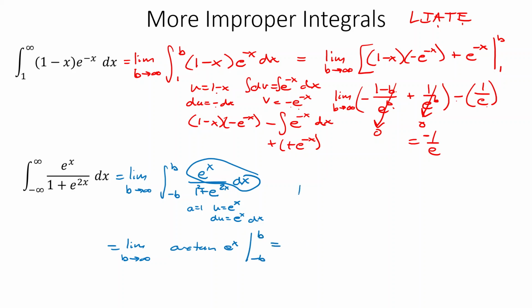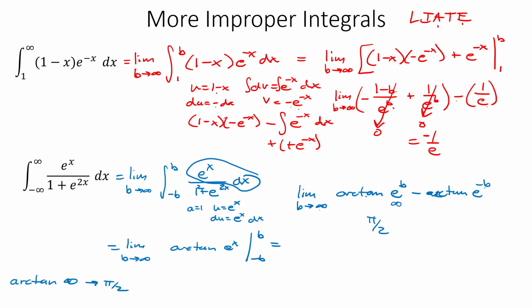So this is the limit as b goes to infinity of the arctan of e to the b minus the arctan of e to the negative b. So as b goes to infinity, this goes to infinity. The arctan of infinity is pi over 2. That one comes up a lot. So arctan of infinity, pi over 2. I want to just write that down somewhere. Arctan as b goes to infinity goes to pi over 2.